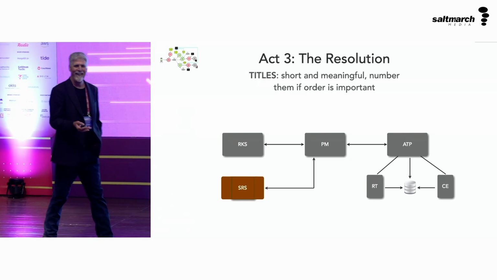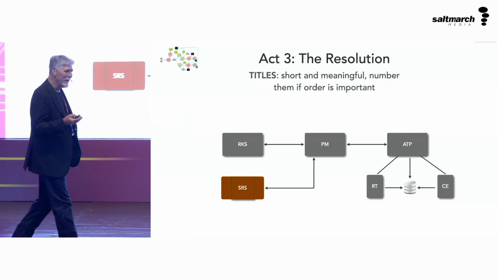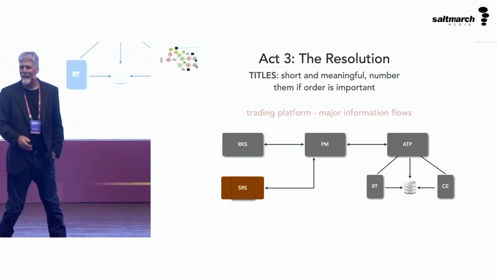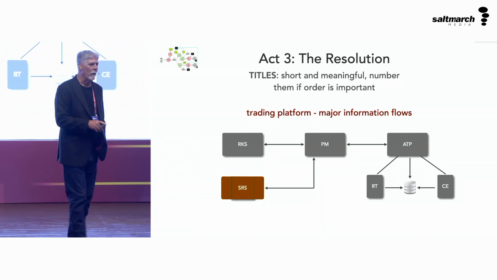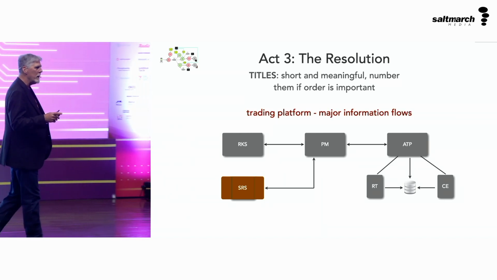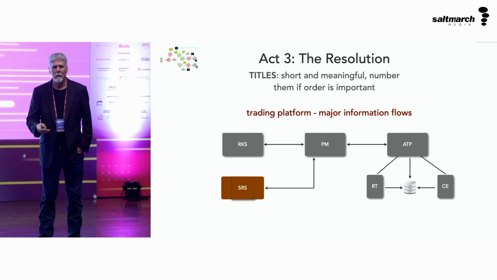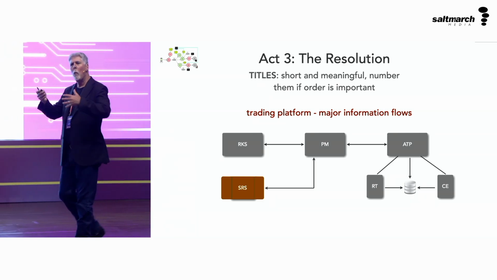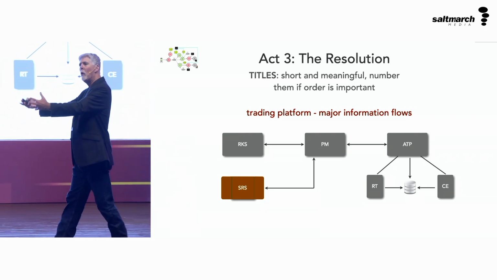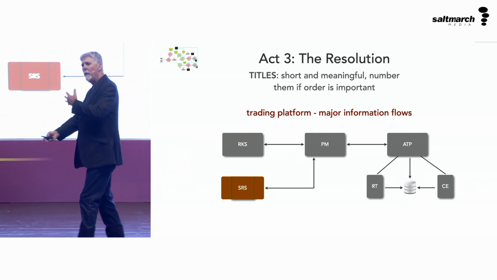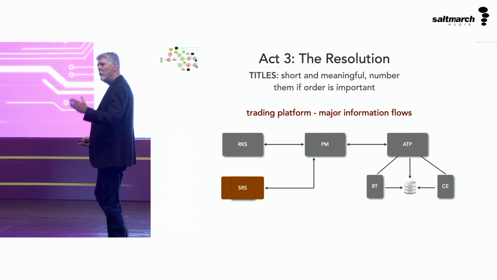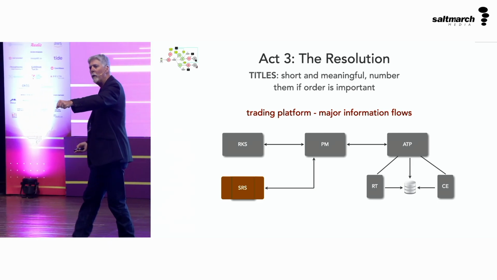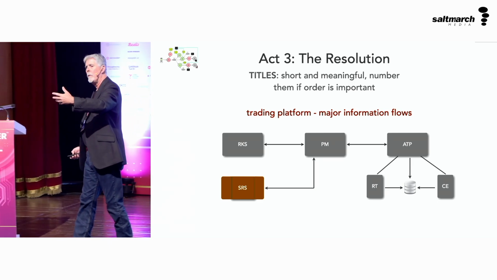Duh. The title gives it a context. I don't even know what I'm looking at here. Oh yeah, this is our trading platform, and it depicts the major information flows between all of the services. If there's a sequence you want the reader of your story to go through, then number these 2.1, 2.2, 2.3 to help handhold and guide that reader through the story.